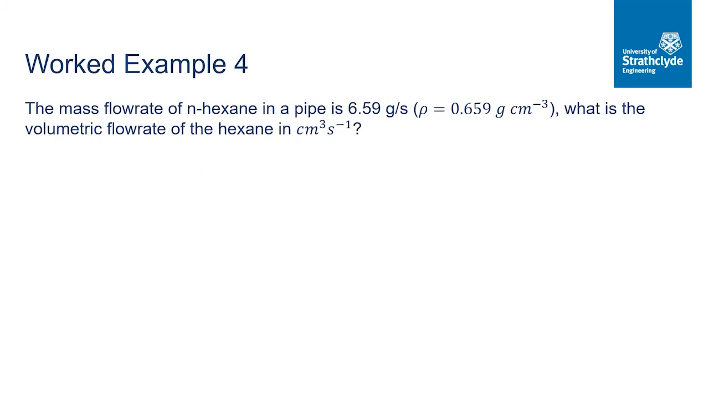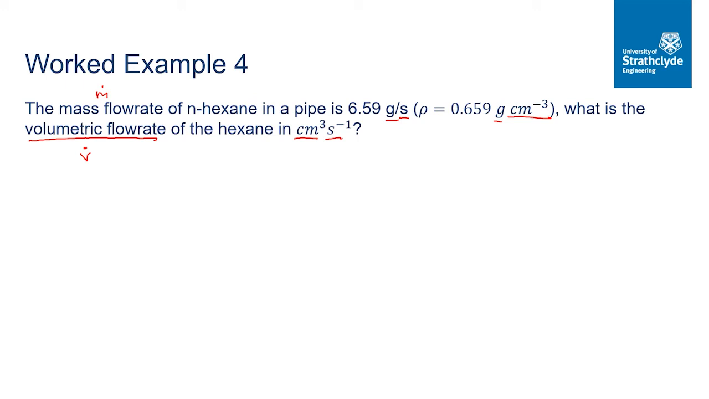In this example, we're asked to determine the volumetric flow rate, V dot, from the mass flow rate, M dot, given the density 0.659 grams per centimeters cubed. So one thing you'll notice is that we have quite good consistency. We see grams and grams, we see centimeters cubed, and we see per second and seconds. So there's no conversion required for this question.